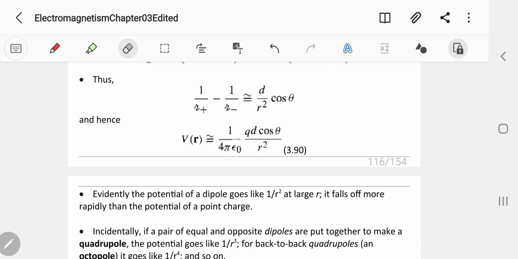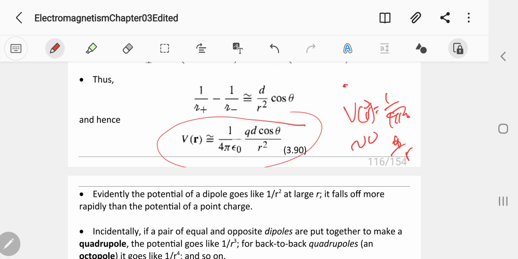And by the way, if you have only one charge, V of R would just look like 1 over 4 pi epsilon sub 0 times Q over R at large distance. But of course, if this R is so large, then this would approximately go to 0. Here you're looking at a dipole very far away, and here you're looking at only a single charge far away.